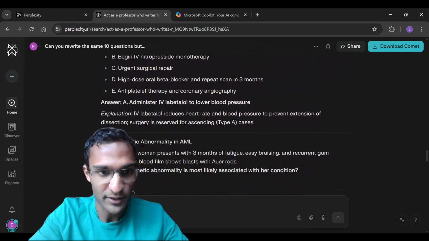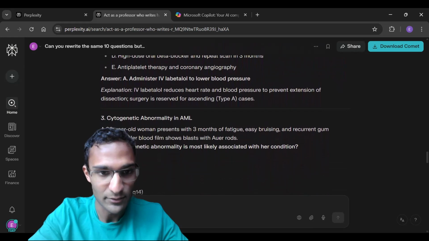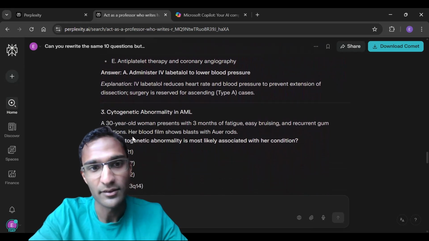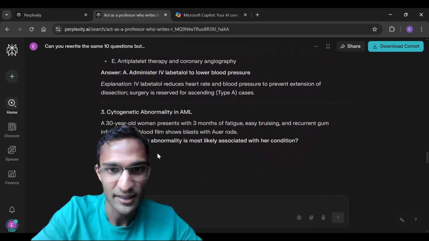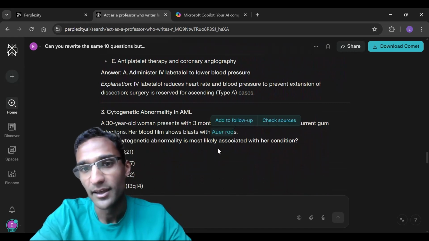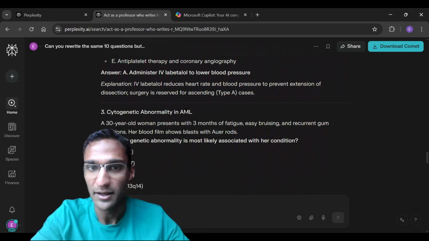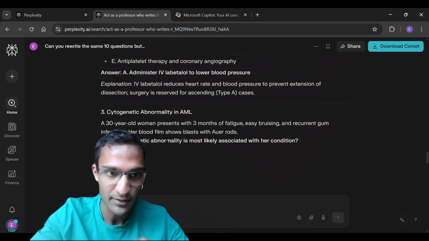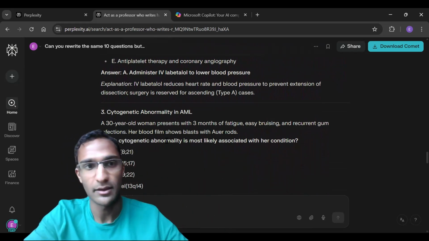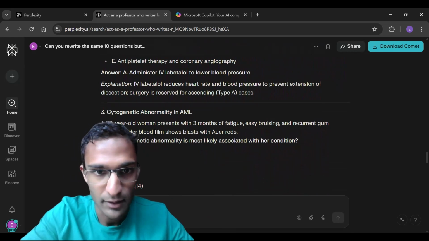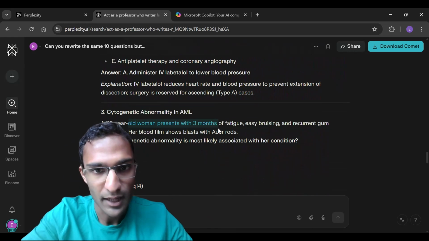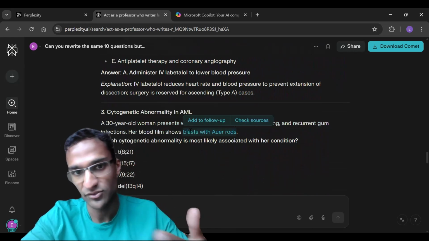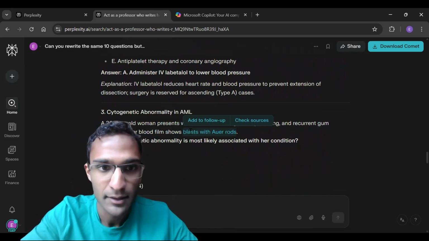Now, I'm just going to avoid trying to look at the titles and have a look at the options. Normally, the diagnosis is actually not too hard to get. For example, Auer rods are only present in AML. And so this fatigue, easy bruising, recurrent gum infections, it's a classic story for leukemia, a blood-borne cancer. And the blast with Auer rod suggests that this is AML.